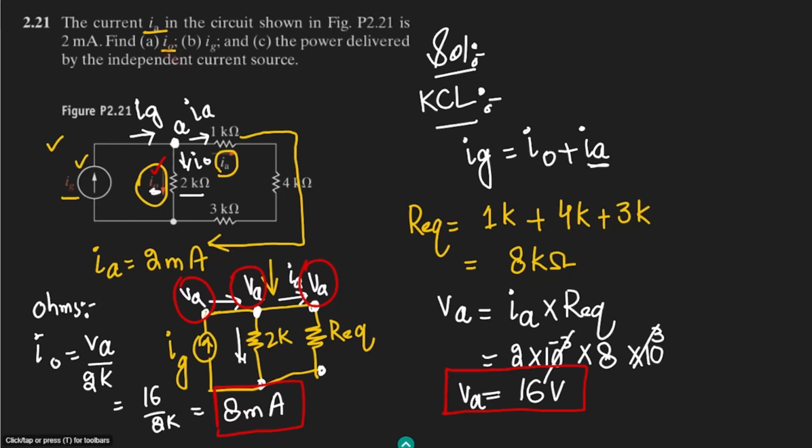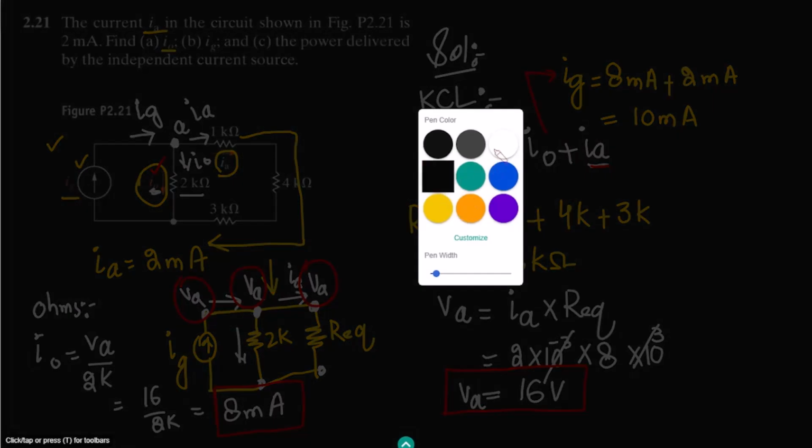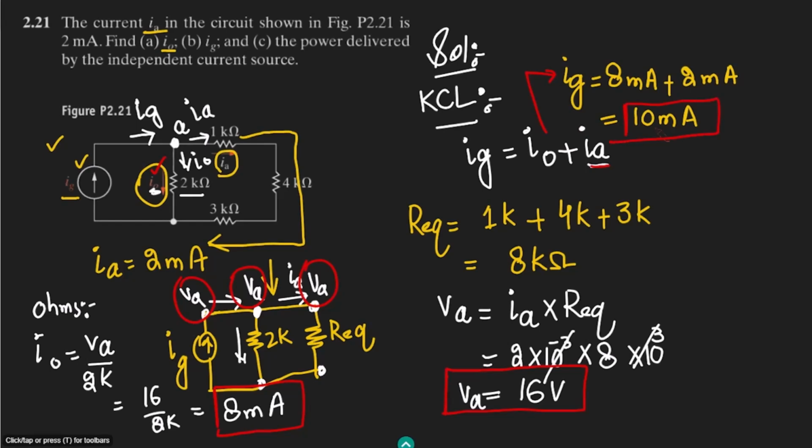So I naught is already known. From this formula, if the value of I naught is known and the value of IA is already known, we can very easily find the value of IG. The value of IG is I naught, 8 milliamps, plus IA, 2 milliamps, so that is 10 milliamps. That is basically the solution of part B. So this is part B, and this is part A.